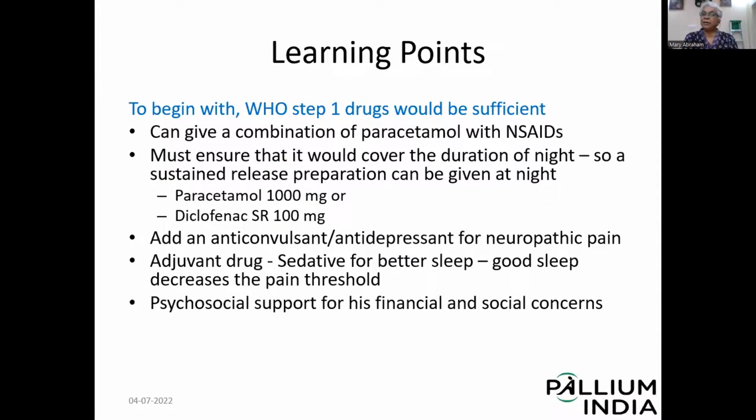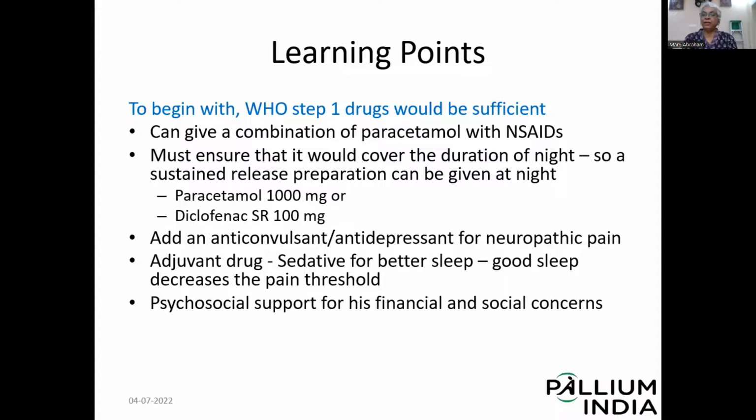So we can start with step 1 drugs. You can give a combination of paracetamol with NSAIDs. But because he has more pain at night, maybe we can give him a long-acting drug at night, like paracetamol 1000 mg. I mentioned about the sustained release tablet, and also the sustained release diclofenac, so that the whole night is tided over. You can add an anticonvulsant or antidepressant for the neuropathic pain.